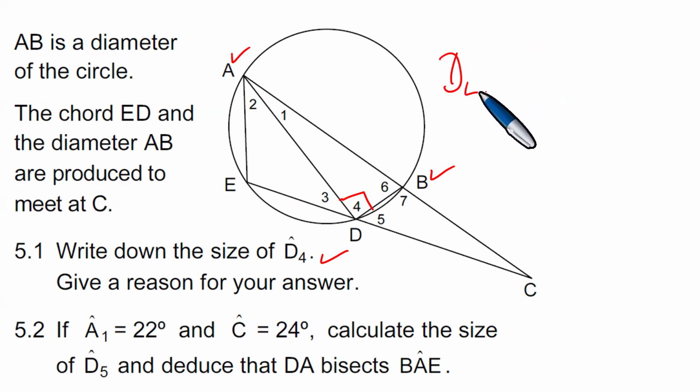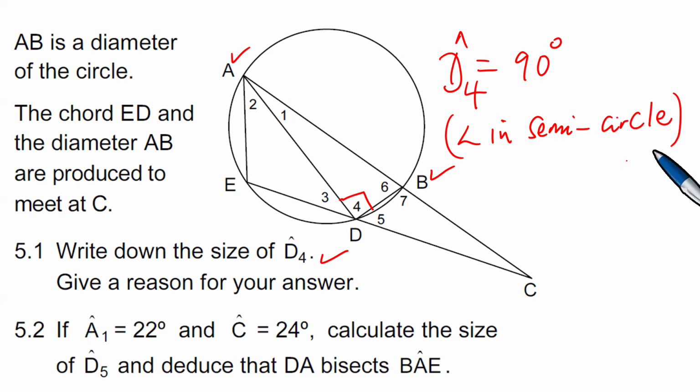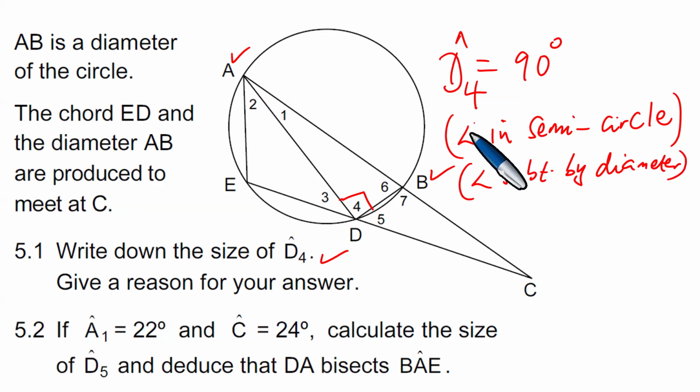Why, Tsenulo? What is the reason? D4 is 90 degrees. I concur with you. But why? Because it is an angle in a semicircle. Angle subtended by diameter. Yes, angle in semicircle, or you say angle subtended by diameter. Because an angle subtended by a diameter is always a right angle.